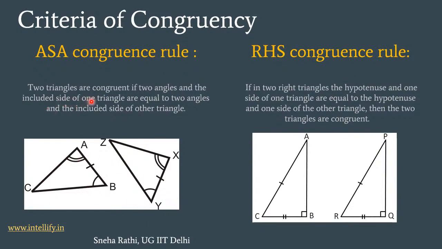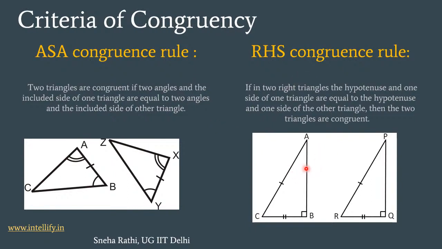Now see, two triangles are congruent if two angles and the included side of one triangle are equal to two angles and the included side of other triangle. Okay, now next, RHS congruence rule. Right angle hypotenuse side congruence rule.